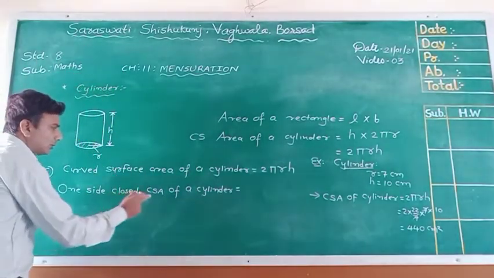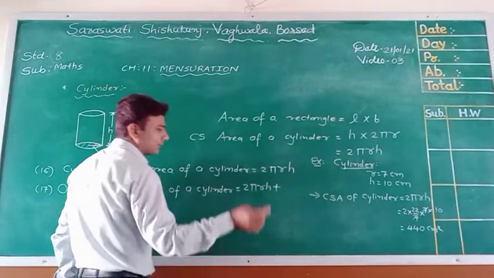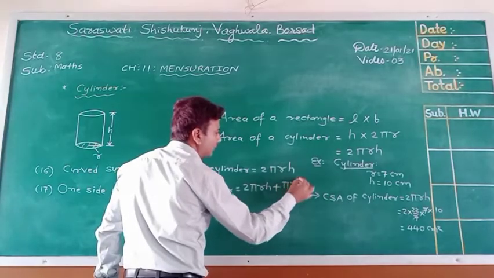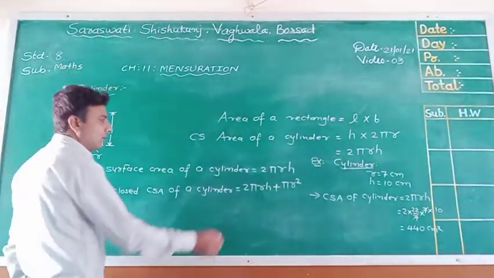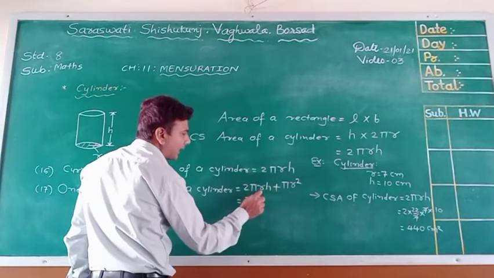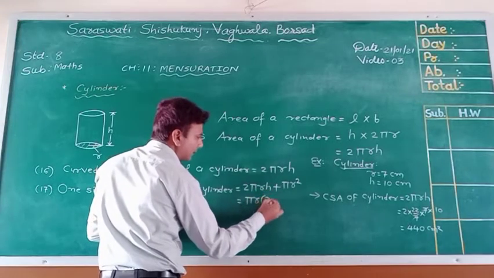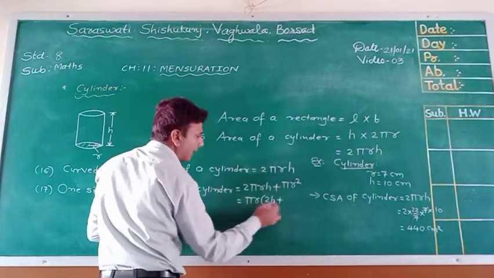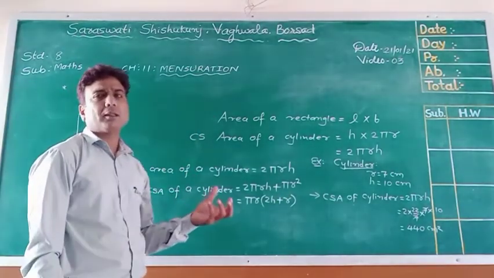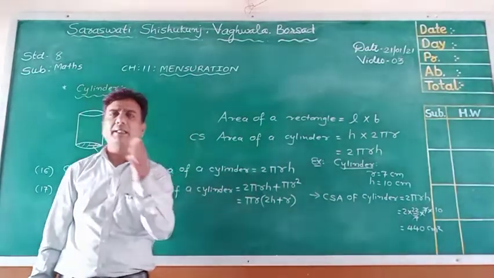So the one side closed curved surface area of a cylinder, the simple formula is 2 pi r h plus, since one side is closed, we have to add the circle area, and the circle area formula we know is pi r square. Now from both we can observe that pi is the same, so we take pi common. R is here 1 time, here 2 times, so 1 r we take out common. The remaining terms are 2h, and r. So you can also use this formula: one side closed curved surface area of cylinder equals 2 pi r h plus pi r square, which is pi r common in bracket 2h plus r.